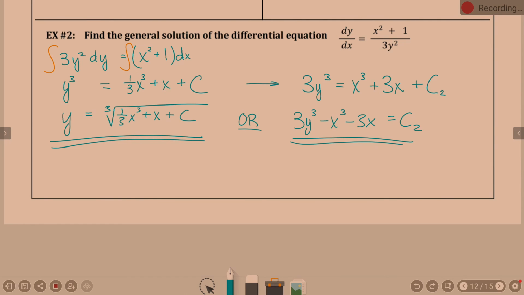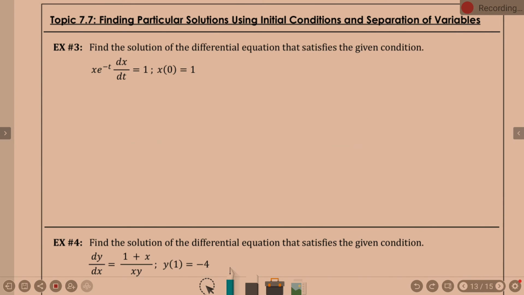We technically only have 3 more examples. Crazy. Okay. Example 3. Now, difference on this page. Find the solution of the differential equation that satisfies the given condition.